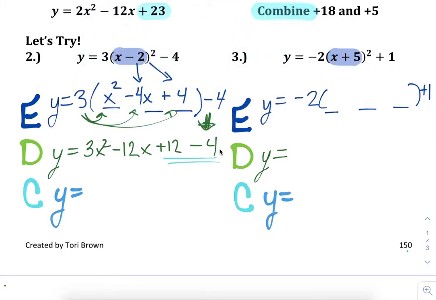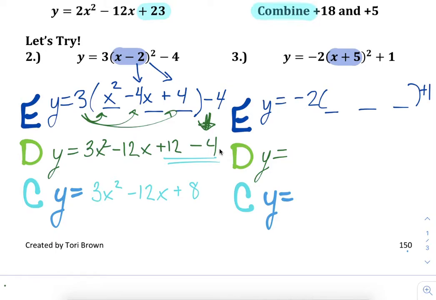My last 2 guys do not have x's. They're like terms because they're both constants. So if I combine a positive 12 minus 4, I get 8, right? So 3x squared minus 12x plus 8. That's a full answer. It's going to be the same 3 steps every time. They're never going to change order.